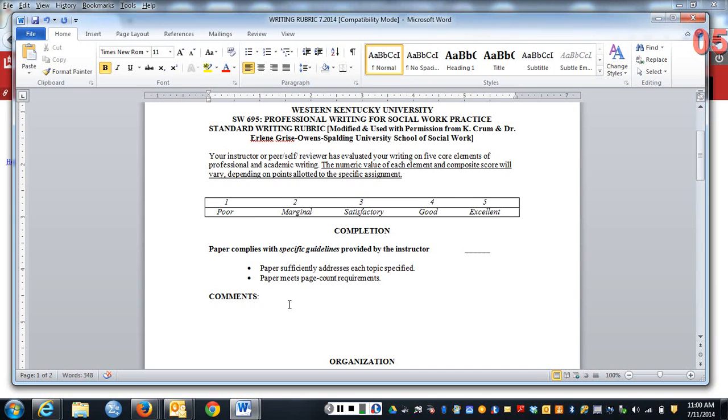So I hope this is clear for you on completion, and you would need to write in the comments specifically why you gave the score you did, whether it's an excellent or a poor or anything in between. You need to tell exactly why, and you can use the wording directly from these bullet points.